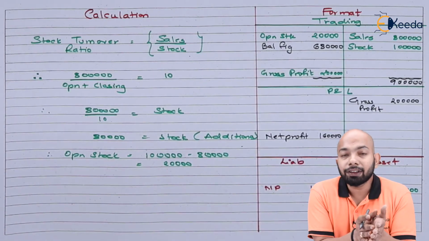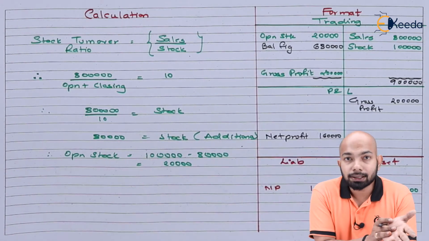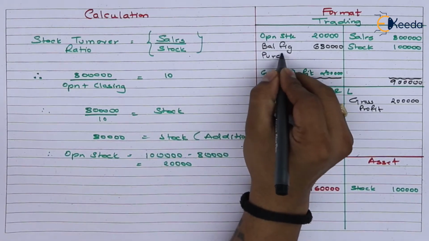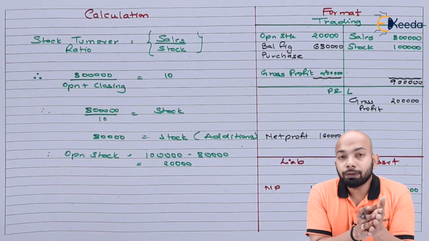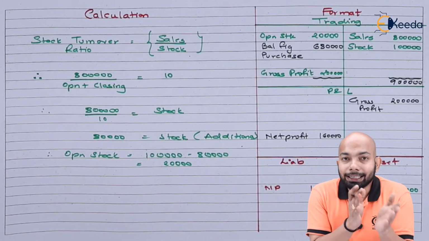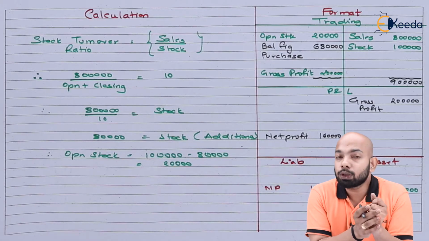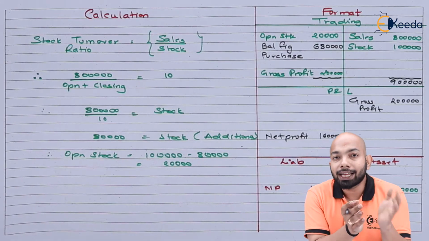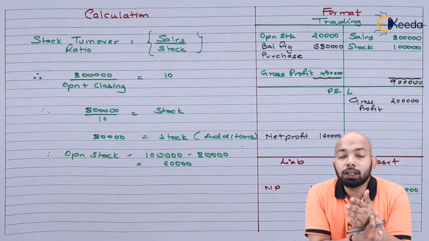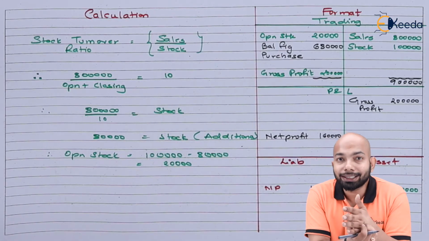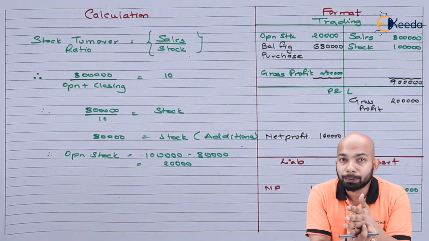So this balancing figure can be mentioned as purchases because that's the only possible option. Now that we have figured out the trading account completely, let's go on to the next phase, that is profit and loss account. Gross profit that was found out in trading account has to be moved forward to the net profit, or rather the profit and loss account. So it has been mentioned on the credit side as gross profit 2 lakh rupees.